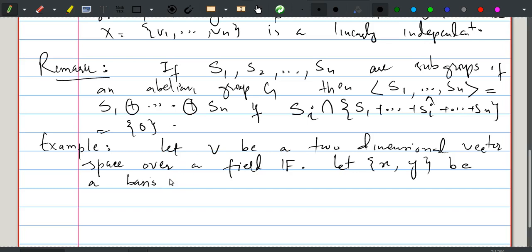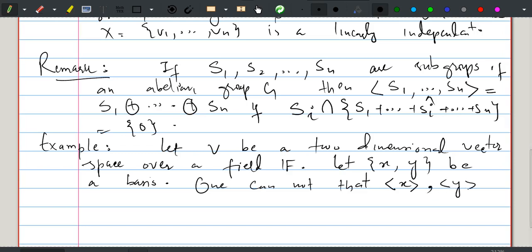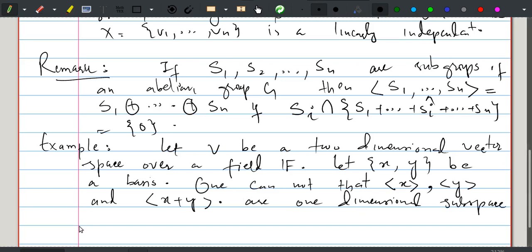Now one can note that the subspace generated by X, the subspace generated by Y, and the subspace generated by their sum are all subspaces of dimension 1, that is, one-dimensional subspaces of V. So being one-dimensional subspaces, they are also subgroups of V.